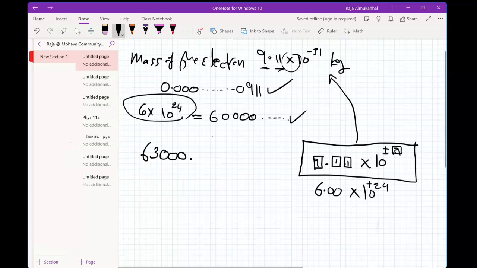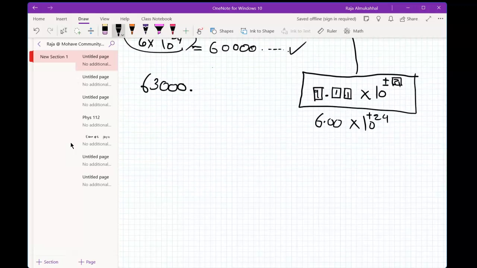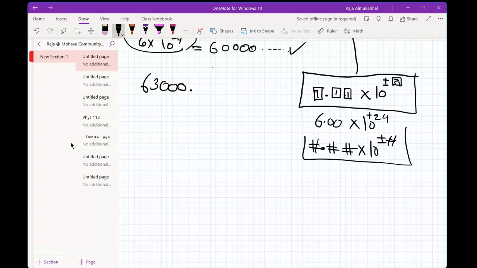So in your mind's eye, the scientific notation looks something like number, decimal, number, digit, times 10 to the power of plus or minus some number or double-digit number there. Okay? Something like that. So with this in mind, I want to write this number right here in scientific notation. How do I do that?